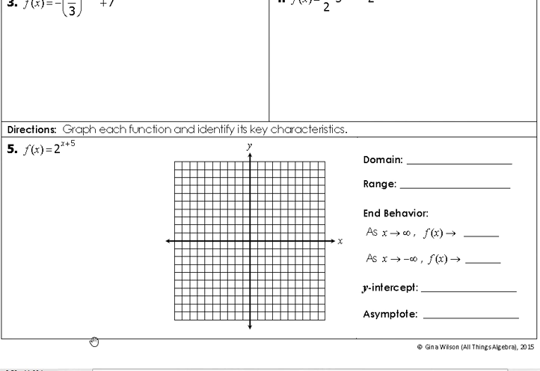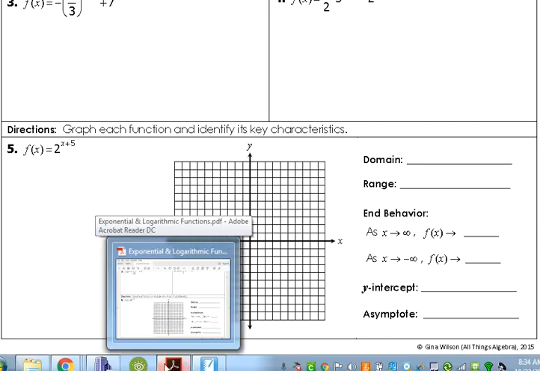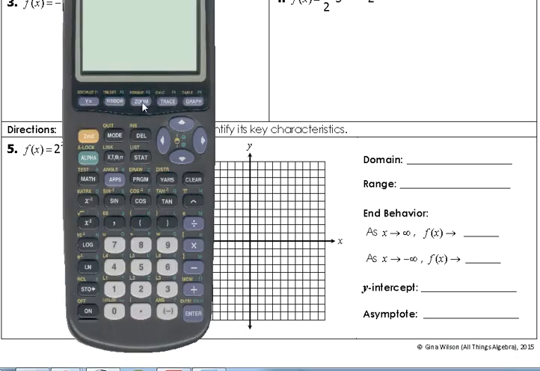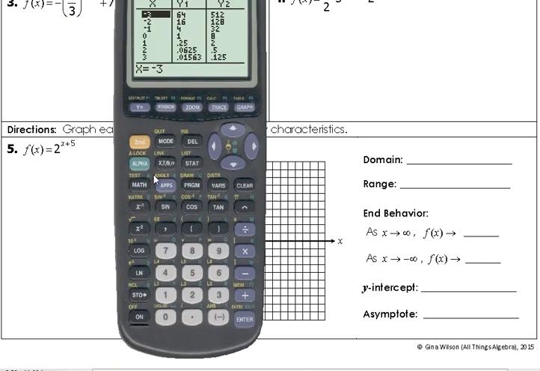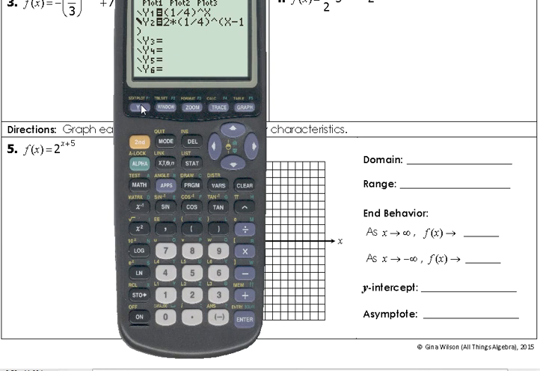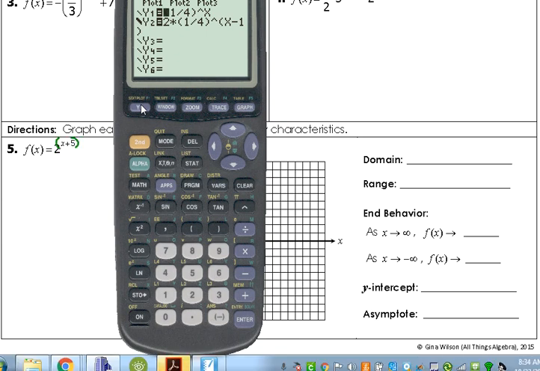So let's look at number 5. The directions say graph each function and identify the key characteristics. If we're going to graph this, we need parentheses around the x plus 5. When you get a problem like this on your paper, go ahead and put parentheses around the x plus 5. If there's more than just x in the exponent, you've got to have parentheses around it. So 2 raised to the parentheses x plus 5.